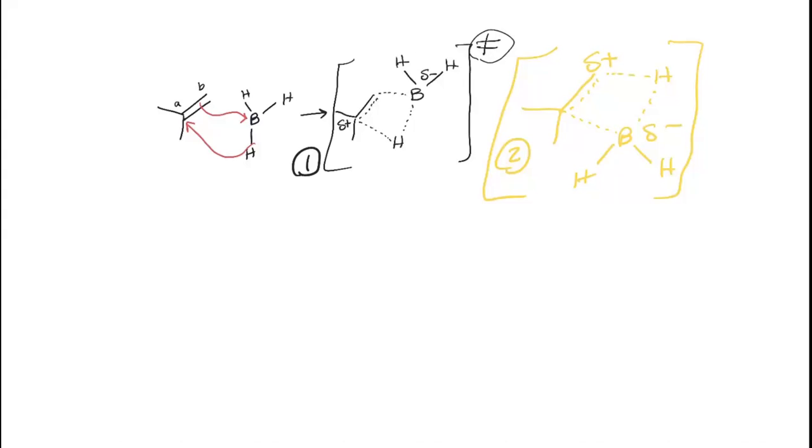boron B has an empty p orbital, so it's acting as an electrophile here. So the pi bond breaks and starts to form a sigma bond with that boron, but the other carbon will have a positive charge, and it has to form a bond with hydrogen. So if we don't draw that, this is what happens.